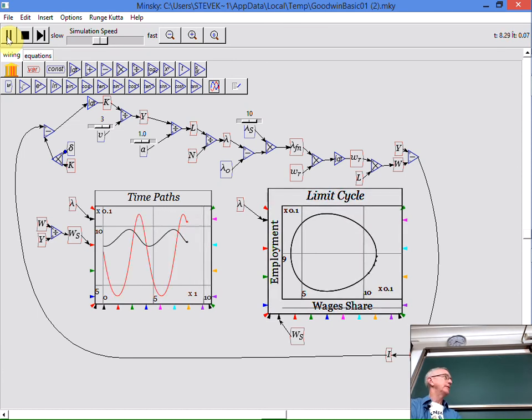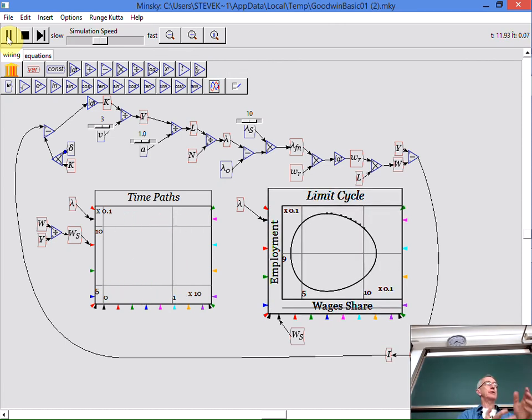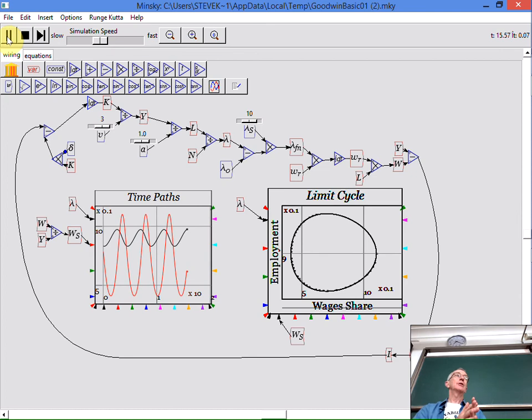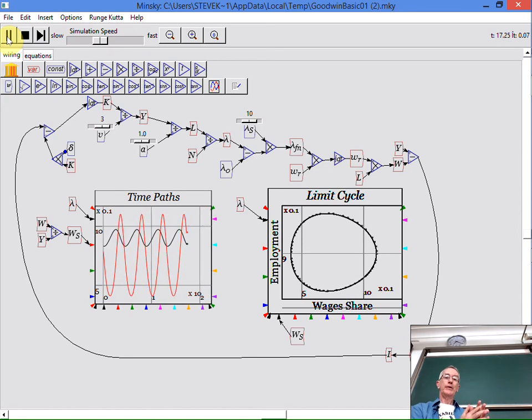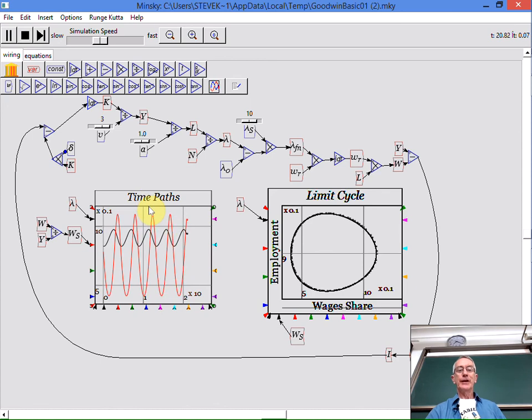And what I find amazing is that neoclassical economists struggle to understand why you get cyclical behaviour. But a very simple structural model like this gives you inherently cyclical behaviour. Now, notice the cycles are constant. There's no change in the amplitude.